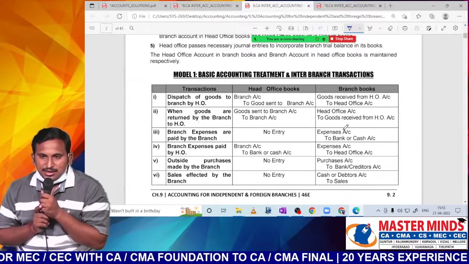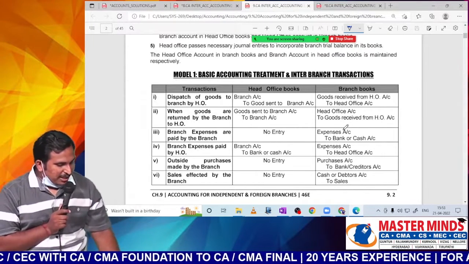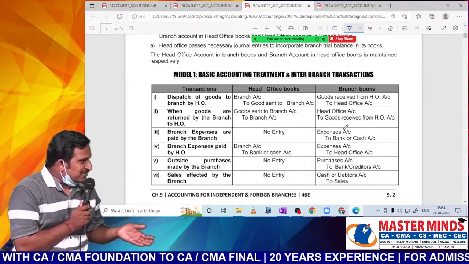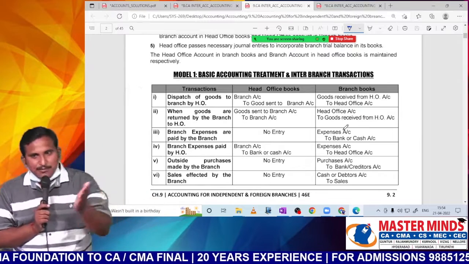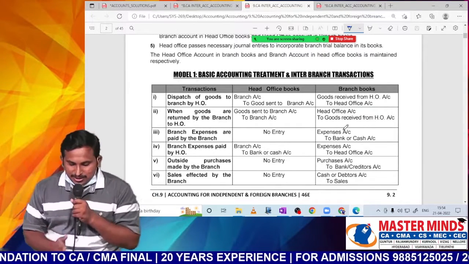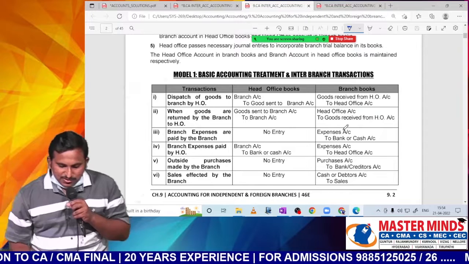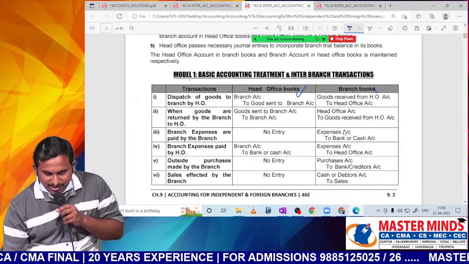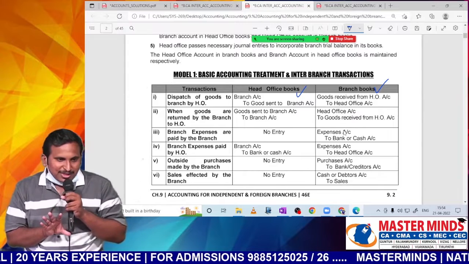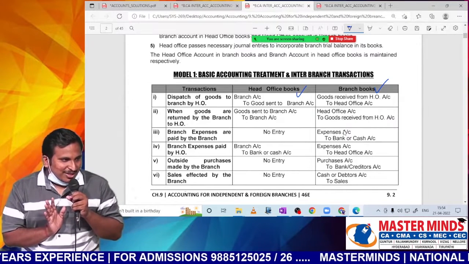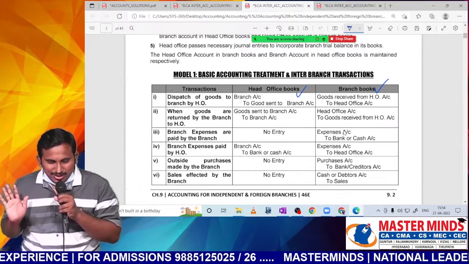Shall I start, sir? Now first remember, we are maintaining records both in head office as well as branch. First, two things will be available: one is head office books, the other one is branch books. Now, I'll tell you one simple way to remember these entries. Many entries will be there, so I'll tell you one simple way.